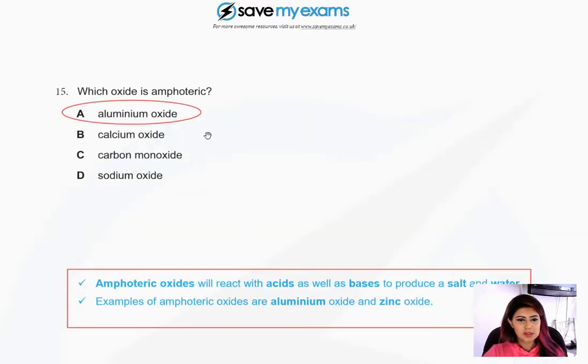15. Which oxide is amphoteric? Remember, under the stairs, aluminum, germanium, and the exception is zinc, which is not under the zigzag. Yeah, so aluminum oxide. And you will also know because calcium is basic, carbon monoxide. Oh, carbon monoxide, by the way, is neutral. So it's neither acidic, nor basic, nor amphoteric. It's just neutral. Okay? Just remember this because I've seen this question somewhere. And sodium oxide is basic.